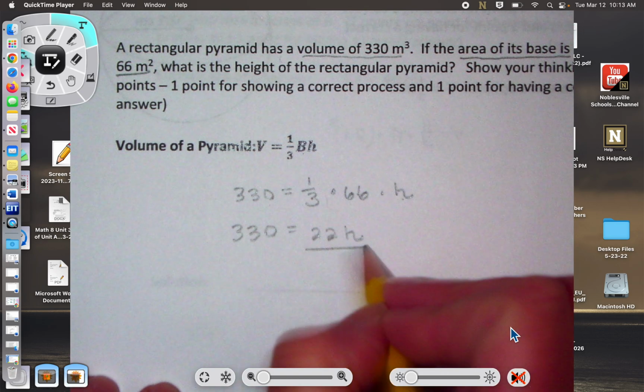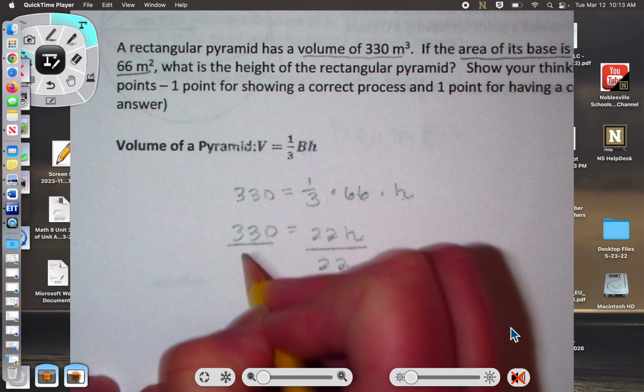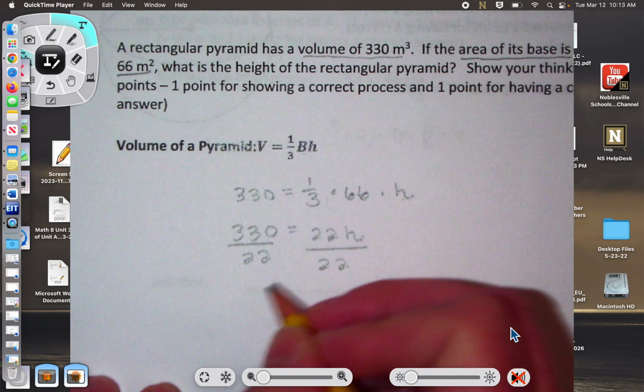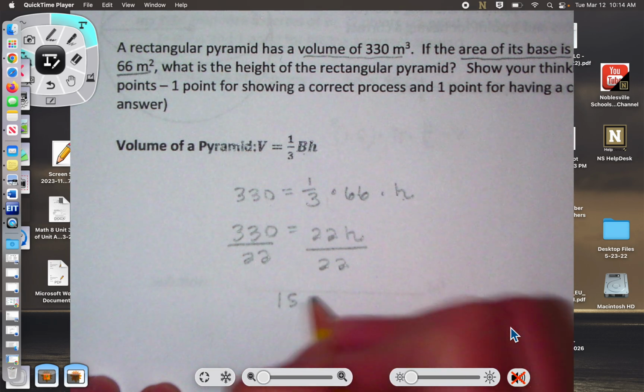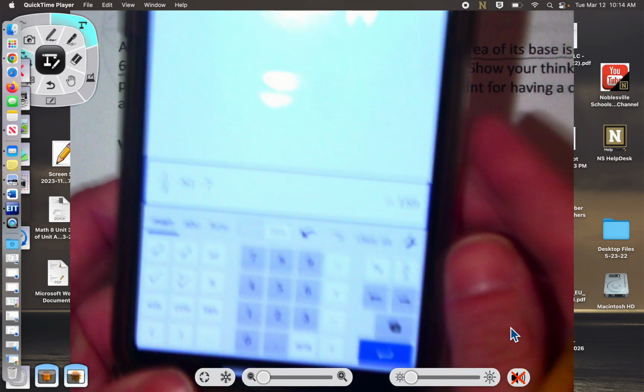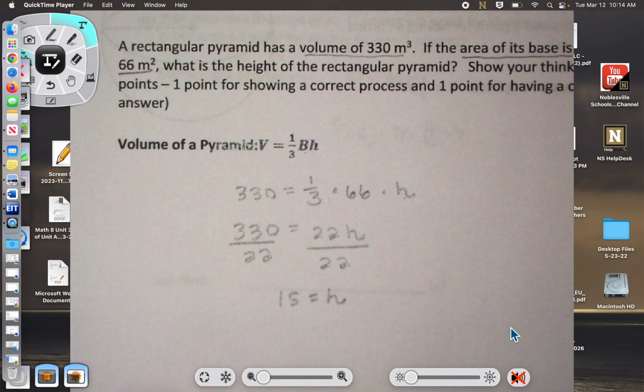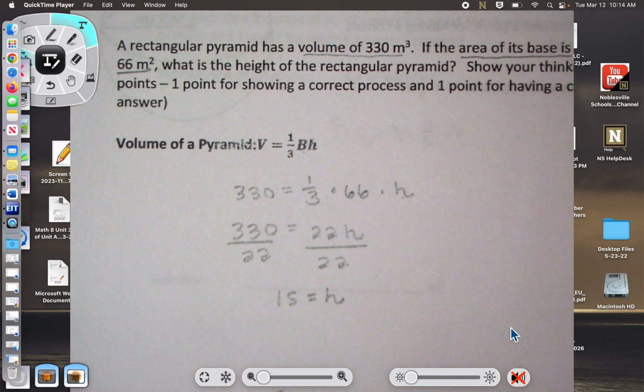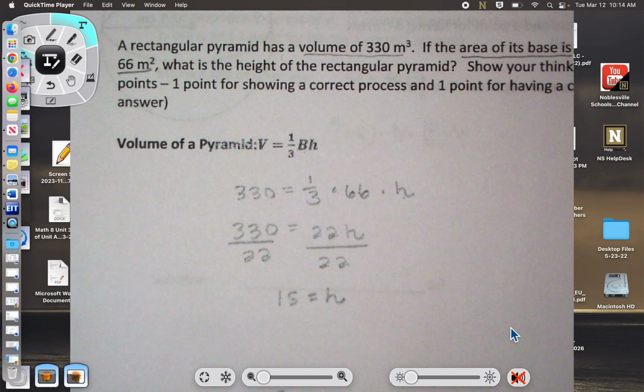And then I'm solving for H, so I divide both sides by 22, and I end up with 15 equals H. And again, you can use your calculator for all these steps, okay? So the solution is 15 meters. That's how high the rectangular pyramid is. Okay.